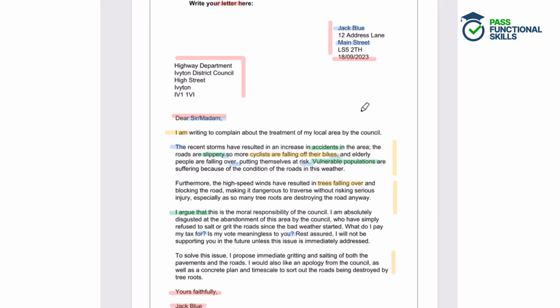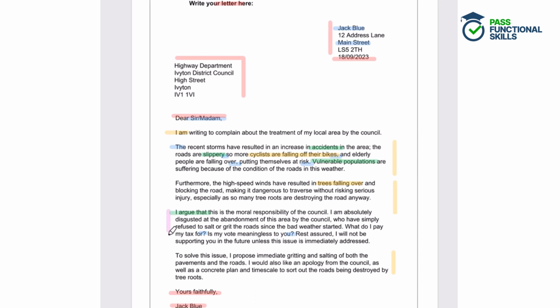So what does that mean? Well, it means that you have to link up your sentences together and join up your ideas so that everything flows in a really logical way. So in this answer, all of the sentences are flowing on from each other and they're all linked together. So when you write a paragraph, all of the sentences in the same paragraph should be about the same thing.